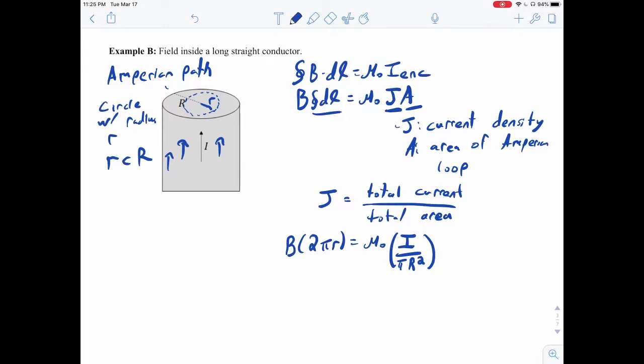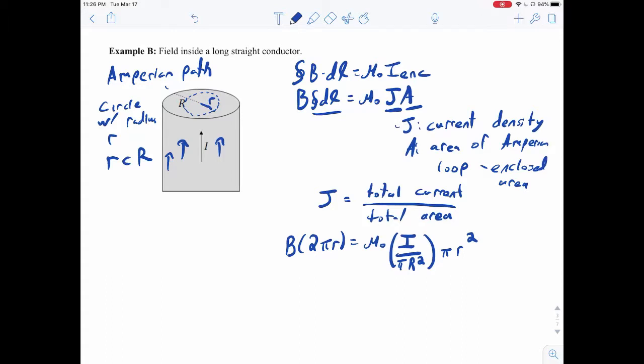So this is the total current over pi big R squared, which is the area of the entire wire. Now, this A here is just the area that we're enclosing. So that's our enclosed area, which is based on the radius of the Amperian loop. So that's going to be pi little r squared. And then we just solve from there.